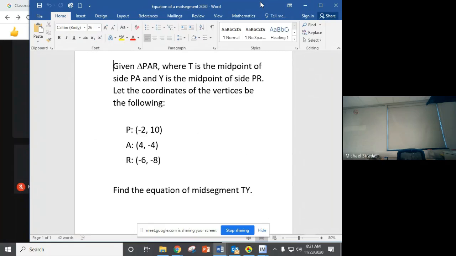Negative 2 plus 4 is 2. What's half of 2? 1. Okay? 10 minus 4 is 6. Half of 6 is 3.